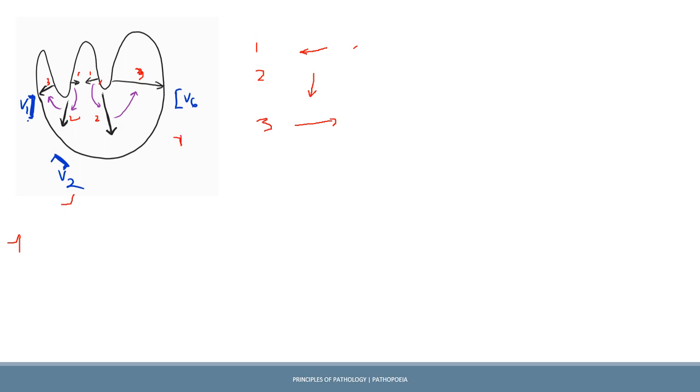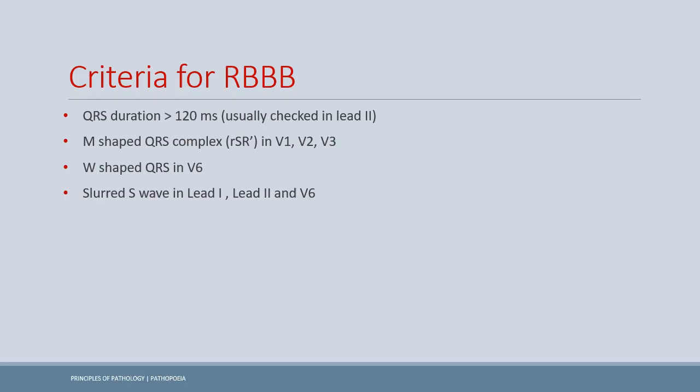Now we have the third one. As the free wall contracts, this would cause a positive deviation in V6 because the vector is towards V6, and this would cause a negative deviation in V1 because it is opposite to it. Again in V2, this vector is slightly towards V2 and has some part in V2, and hence we see a negative deviation in V2. Okay, so this is the normal picture of V1, V2, and V6. More important are V1 and V6. Okay, now we are ready to begin our discussion with the bundle branch blocks.